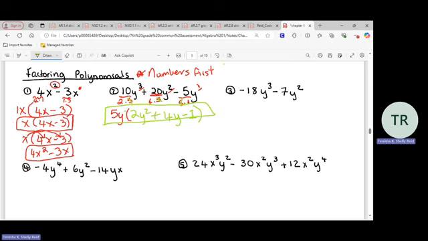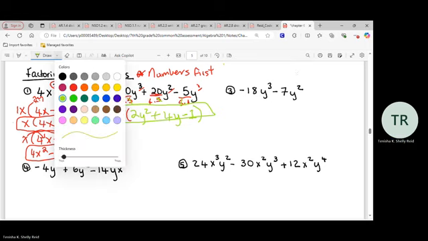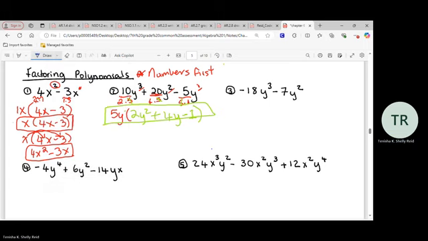So again, to check my work, I can go ahead and multiply. I'm going to check it with blue. So if I have 5y times 2y squared plus 4y minus 1, 5y times 2y squared, 5 times 2 is 10. Y times y squared is y cubed.